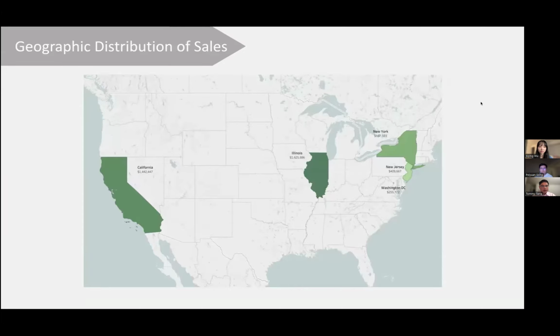First, we're seeing the geographic distribution of our sales, and among them we have five states. They're California, Illinois, New York, New Jersey, and District of Columbia. And among them, California and Illinois contribute the most to sales.